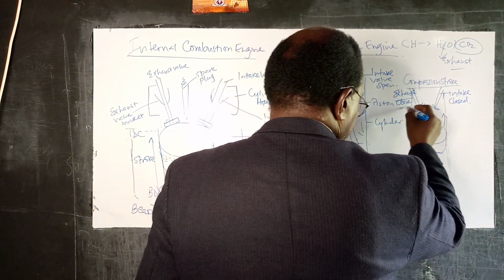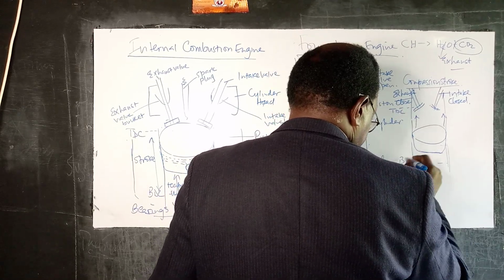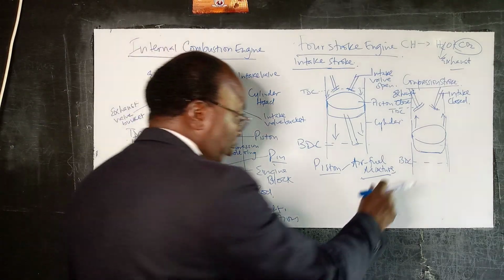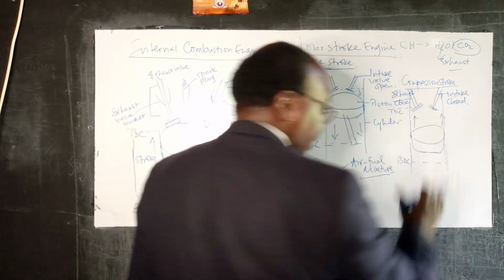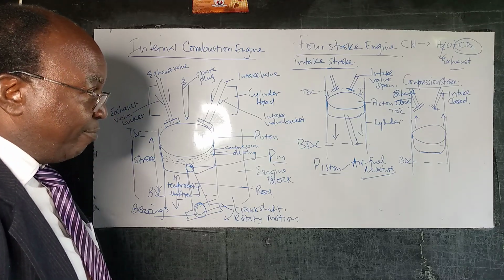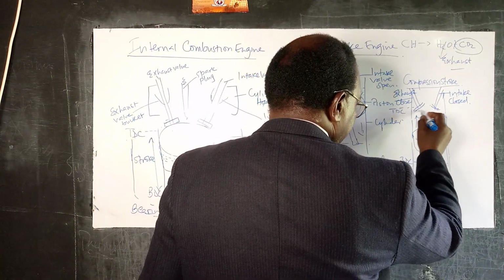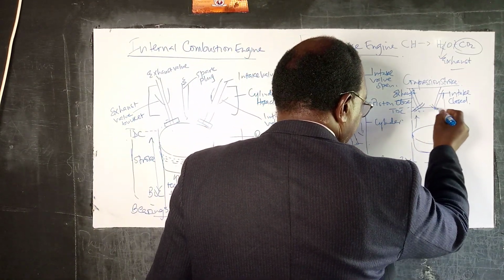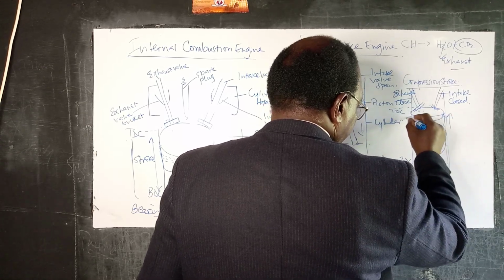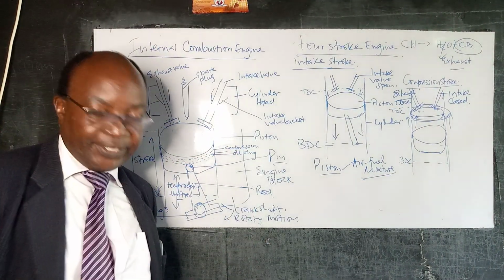Now we are not spending time writing the TDC and the BDC because you are now quite familiar with them. In the compression stroke, the piston moves up, compressing this air-fuel mixture. In the vicinity of the top dead center, ignition is initiated.